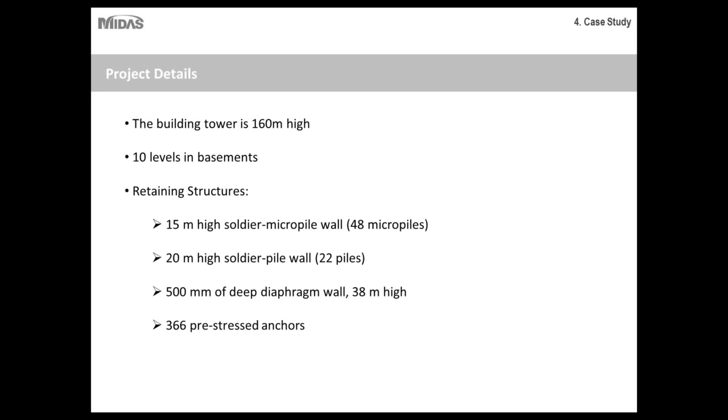So let me briefly go over the project details once again. The building tower is 160 meters high, with 10 levels in the basement. Retaining structures include a 15-meter-high soldier micropile wall with 48 micropiles, a 20-meter-high soldier pile wall with 22 piles, a 50-millimeter-thick deep diaphragm wall which is 38 meters in height, and 366 pre-stressed anchors were used.